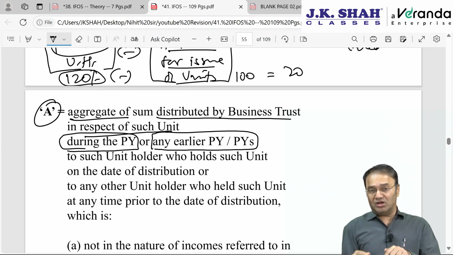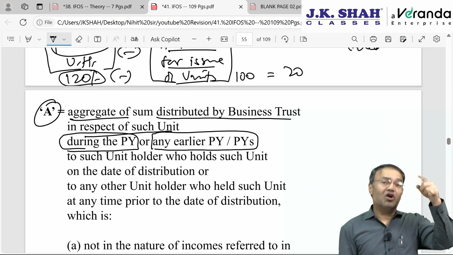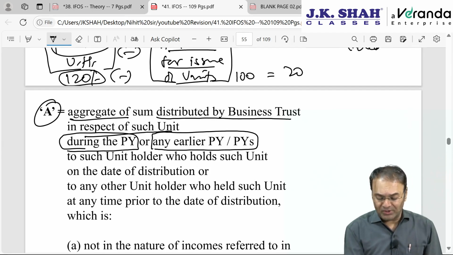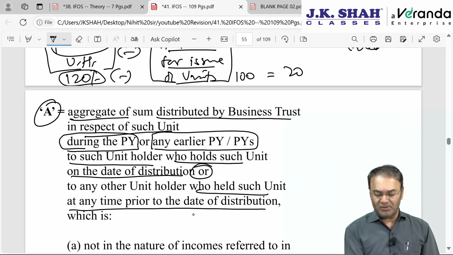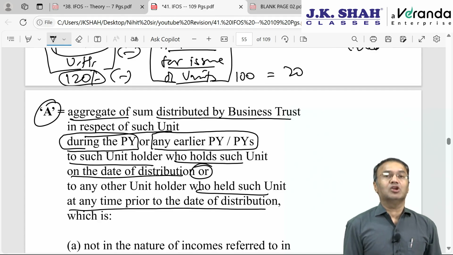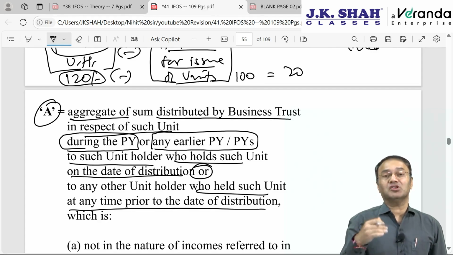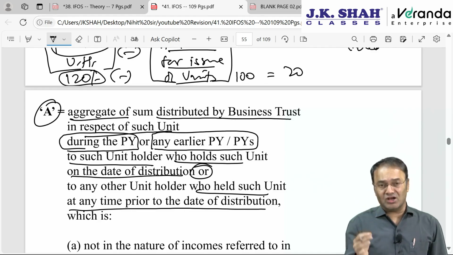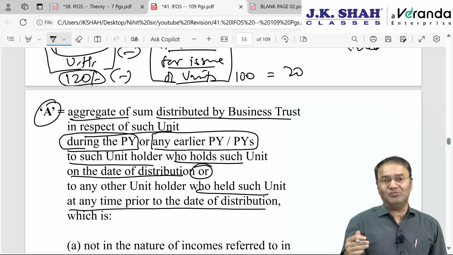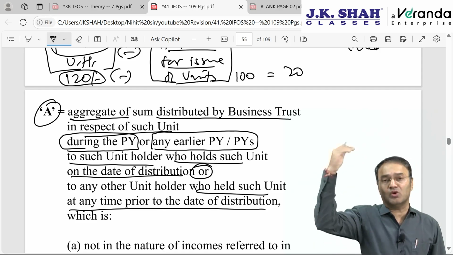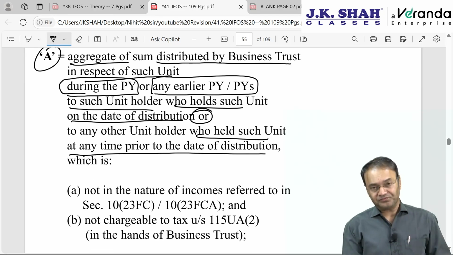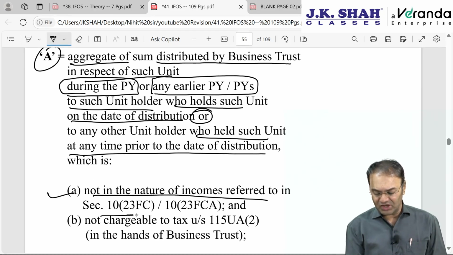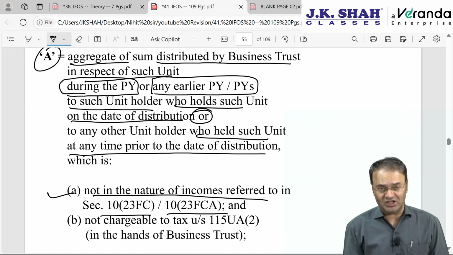Amount distributed in the current year, right now, earlier, or any earlier previous year or multiple years to such unit holder who holds such units right now on the date of distribution or who held such units in the past at any time prior to the date of distribution. In simple language, the total amount paid by the business trust to the unit holder in the past and in the current year, all combined together, whether paid to the same unit holder or an earlier unit holder or an earlier-to-earlier unit holder, the total amount paid to all or any of the unit holders combined together, provided such amount is not in the nature of incomes referred to in 10(23FC) or 10(23FCA).